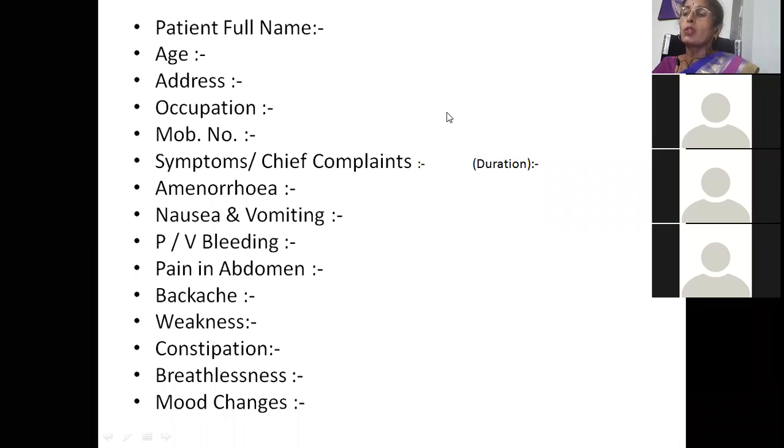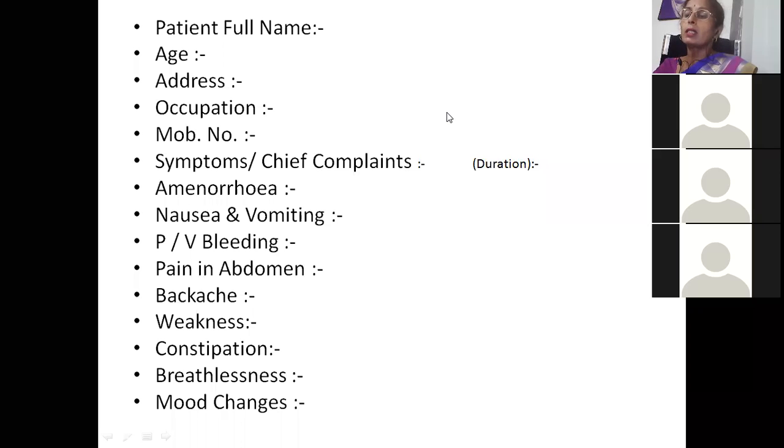So many emotional disturbances are there during pregnancy, and in the symptoms you must take whether there is a history of weakness, whether there is a history of mood changes, how the patient's mood is, whether normal, excited, anxious, or the patient feeling depressed, irritable, or like crying. This must be taken in detail, since how many days and which are the mood changes. Then sometimes there is breathlessness also.